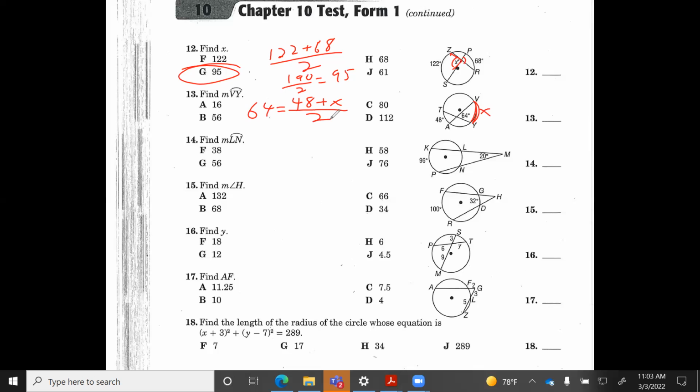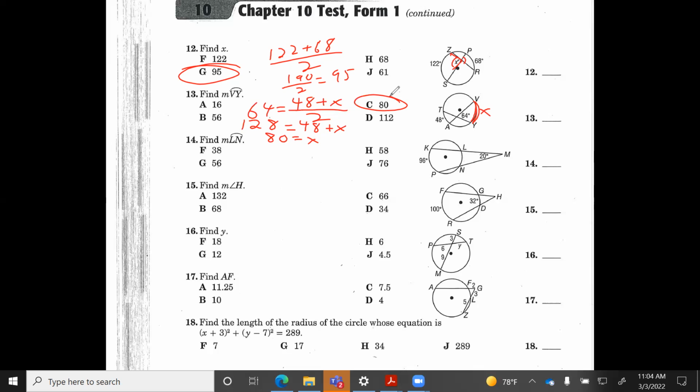How do I solve? Multiply first. Multiply 2 out of the denominator, we now have 128 equals 48 plus x. Then what? Subtract that 48, and it leaves us with 80 equals x. Wait, how did you get 128? We had 2 on the bottom, we had to multiply it out of the denominator. That's what got us to 128.